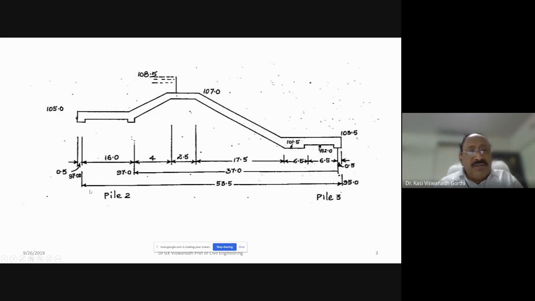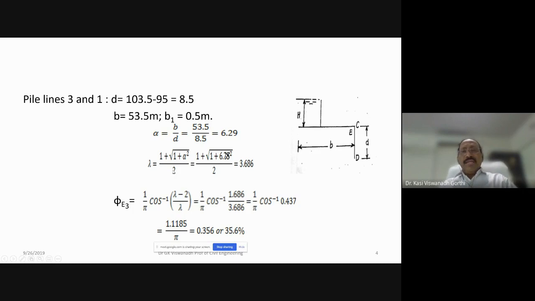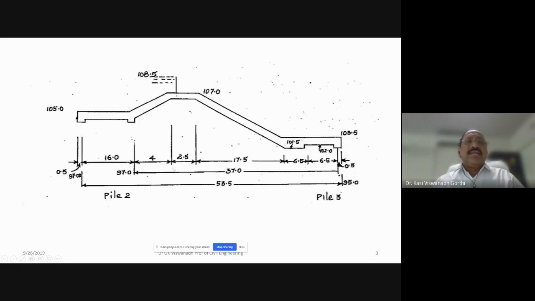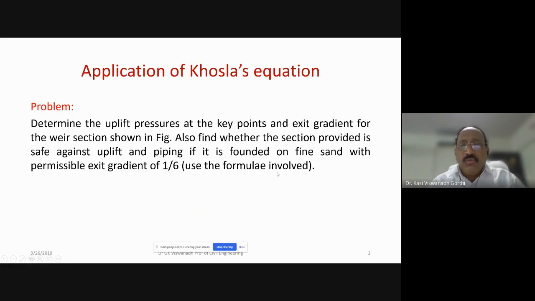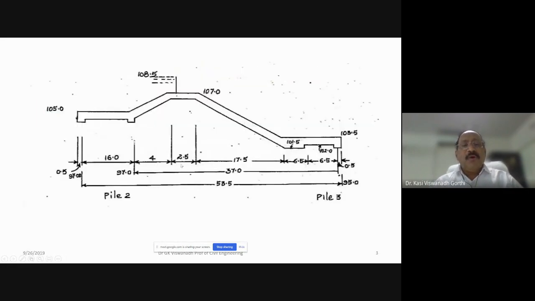From the first pile to the end, it is 53.5, or from end to end, it is 53.5 plus 0.5 here. This 0.5 also is to be added. So what we need to do is calculate the uplift pressures, the percentage pressures, by making use of Khosla's formulae. We make use of Khosla's formulae for calculating the uplift pressure at the junction points. Also, the exit gradient will be calculated.